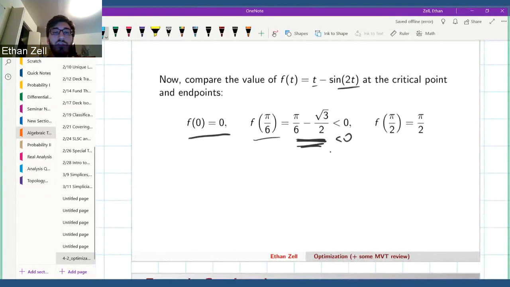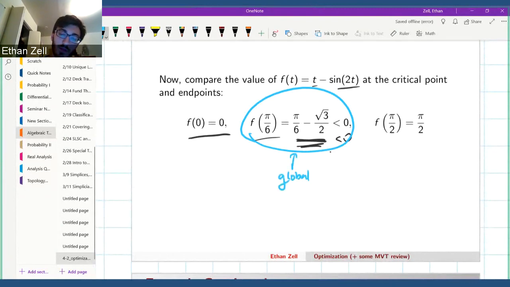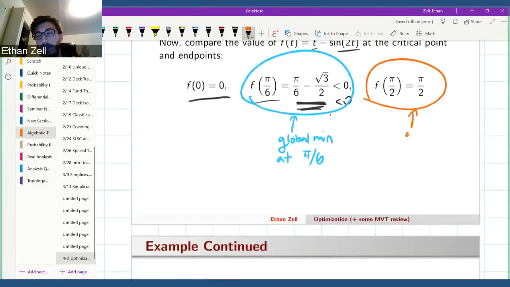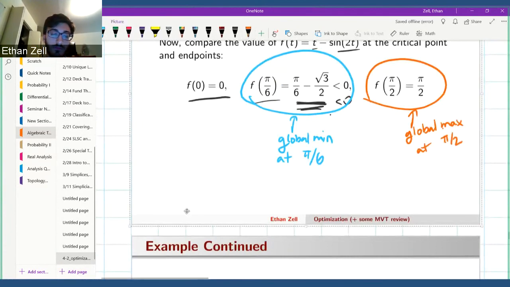So of these three, now we just have to order them. So the one in the middle is the smallest, right? A negative number is going to be smaller than 0, and it's certainly going to be smaller than pi over 2. So this is our global min. So you would say you have a global min at pi over 6. On the other hand, this is our global max, right? It's just the biggest of the three. So that's all it is. Global max at pi over 2.